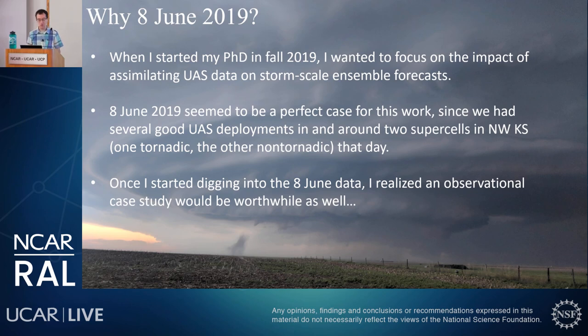We had a lot of good IOPs, or intensive observation periods, on the 2019 season of TORUS. Why 8 June? When I started my PhD, I really wanted to focus on assimilating UAS data and seeing how that affected storm scale ensemble forecasts. June 8 seemed to be the perfect case to start with, since we had some really good UAS observations on these two supercells we saw in northwest Kansas, one of which was tornadic and the other non-tornadic. There were all sorts of mesoscale influences which may have influenced this, and I wanted to see if assimilating UAS data would help with forecasts of that and resolving some of these influences. But once I started digging into that data, I realized I'd also need an observational case study part of this. That grew into half of my dissertation too.